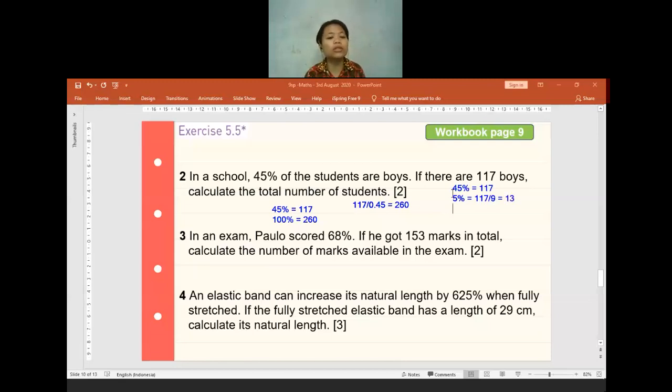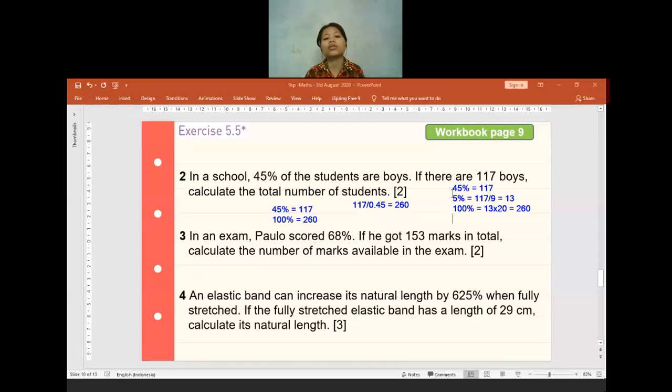The total number of students means 100%. So for the 100%, from 5 to 100, I need to multiply by 20. So 13, I will multiply by 20. The answer will be 260. Is there anyone having any question or still confused? Hello?